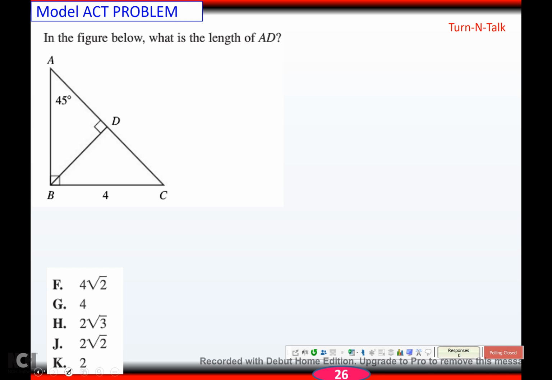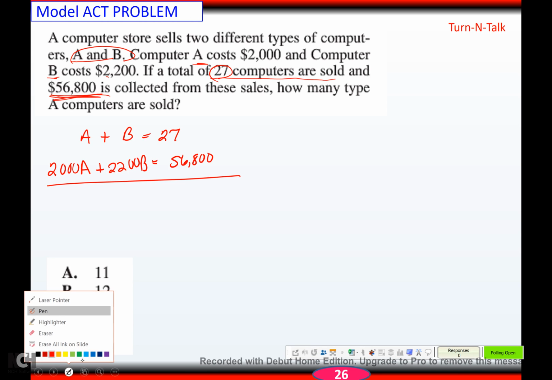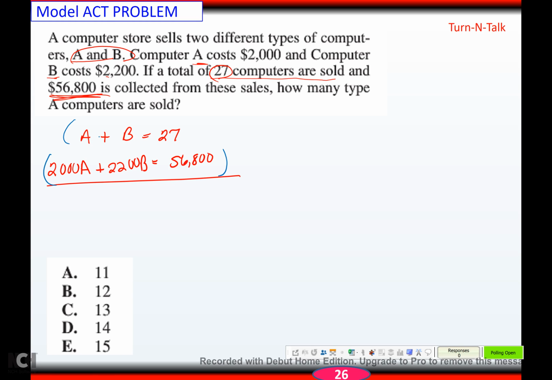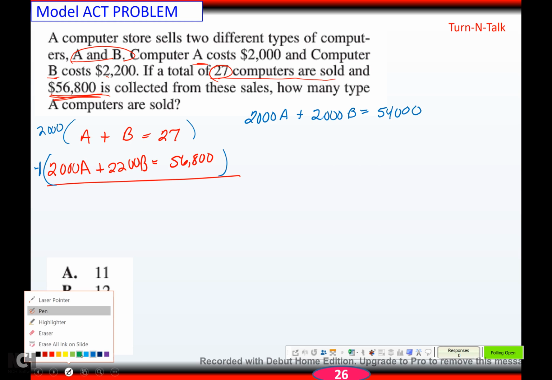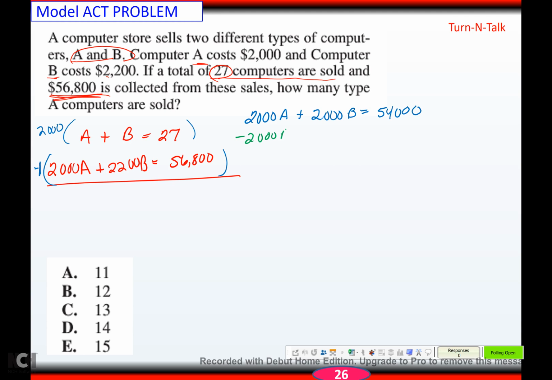Well, I'm going to do elimination. So I'm going to kill the A's. So I'm going to multiply the top by the bottom and the bottom by the top. Since they came out with the same sign, I'm going to make the bottom negative. So on top, I'm going to have 2,000A plus 2,000B equals 2,000 times 27 is 54,000. On bottom, when I distribute that -1, I'm going to get negative 2,000A, negative 2,200B equals negative 56,800.